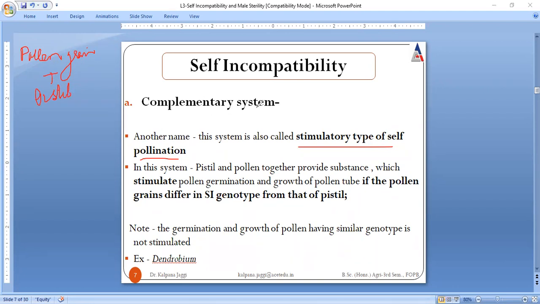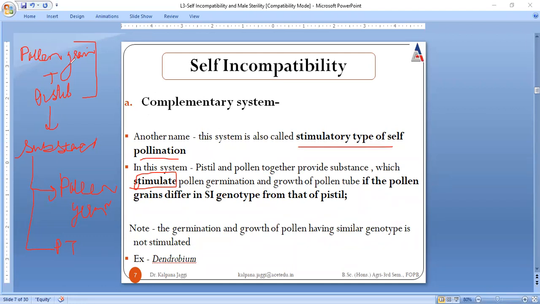Now what happens in this complementary system? These two parts of the flower interact with each other, and as a result of interaction, they produce a substance. And the substance that is produced, very important, stimulates pollen germination, and it also stimulates the growth of the pollen tube.